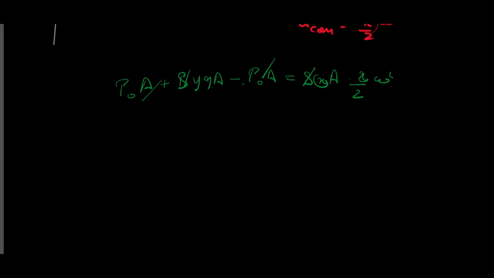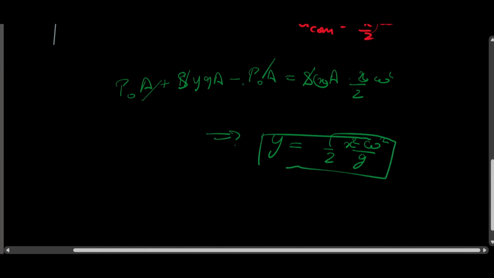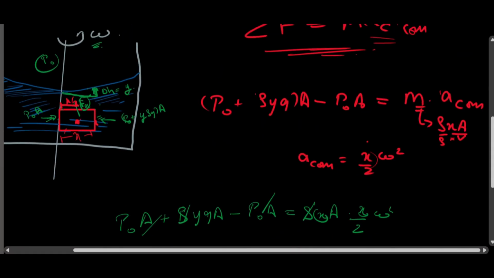We have x squared, so y comes out to be half of x squared omega squared by g. This for us is now the equation of the parabola, and it can be observed that it is an upward parabola, which is pretty evident, right? So yeah, people, thank you for your time, and that was it.